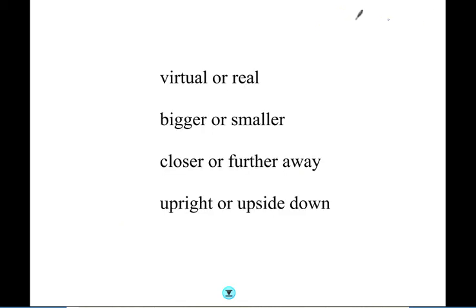So before, we just need a few words to describe the image and its position. First, we can say that the image can be virtual or real. It's virtual if the image is on the left of the lens. It's a real image if it is on the right. So if A prime is on the right of the lens, the image is real. If it is on the left, the image is virtual.